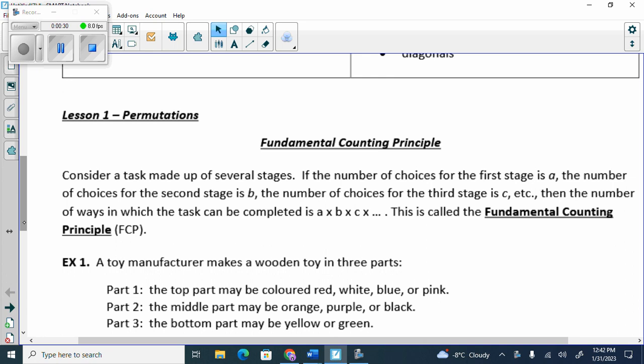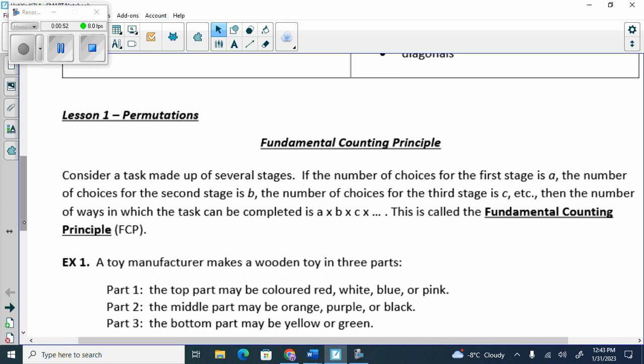So consider a task made up of several stages. If the number of choices for the first stage is A, and the number of choices for the second stage is B, and the number of choices for the third stage is C, etc., then the number of ways in which the task can be completed is A times B times C times however many more. Fancy words, fundamental counting principle. Well, what does that mean?